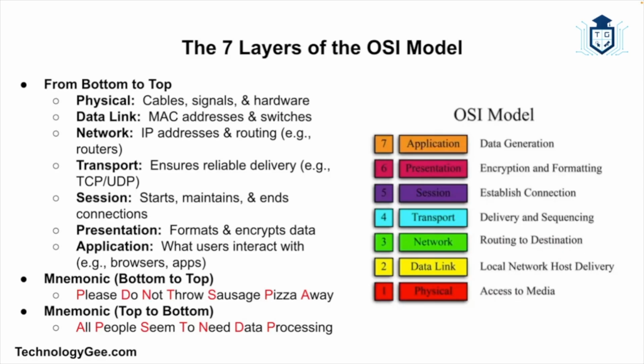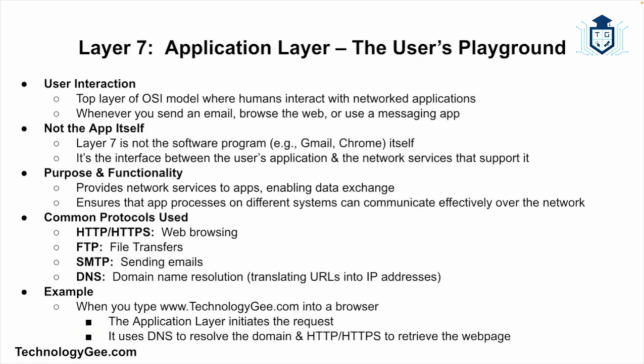All right, so we're going to start at the very top, which is layer 7, also known as the application layer. This is the layer that you interact with directly. Anytime you send an email, browse a website, or use a messaging app, you're using the application layer. But here's the kicker. The application layer isn't the application itself. It's the interface between your application and the network. It provides services that enable applications to communicate over the network.